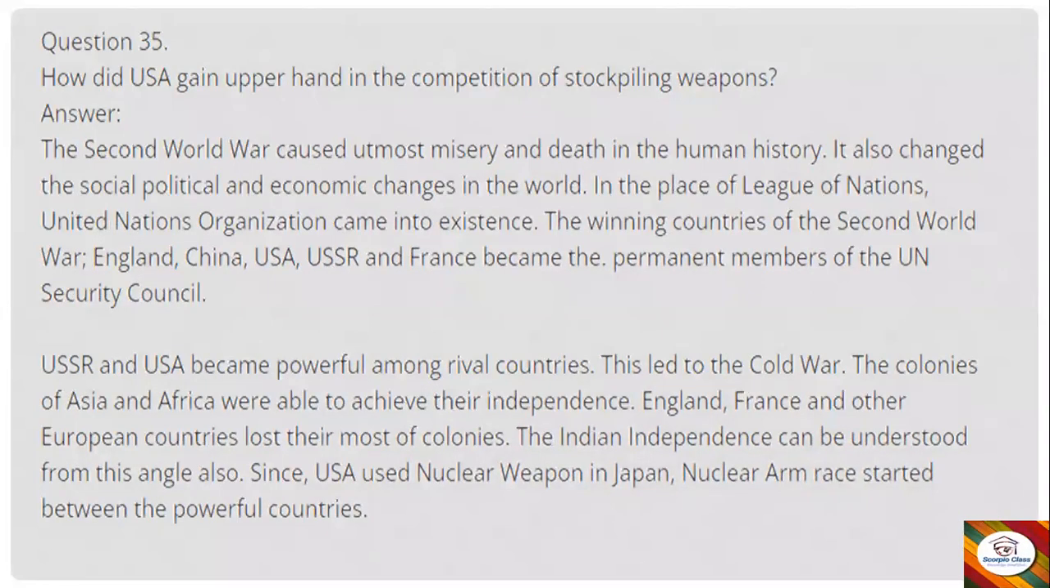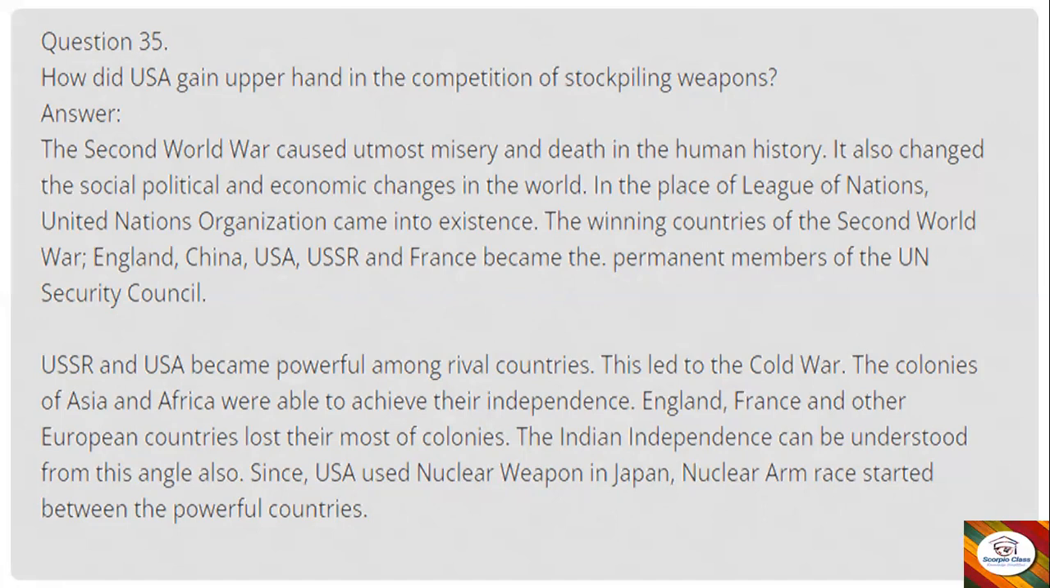Next, question 35. How did USA gain upper hand in the competition of stockpiling weapons? Answer. The Second World War caused utmost misery and death in human history. It also brought social, political, and economic changes in the world. In the place of the League of Nations, the United Nations Organization came into existence. The winning countries of the Second World War, England, China, USA, USSR, and France, became the permanent members of the UN Security Council. USSR and USA became powerful among rival countries. This led to the Cold War.